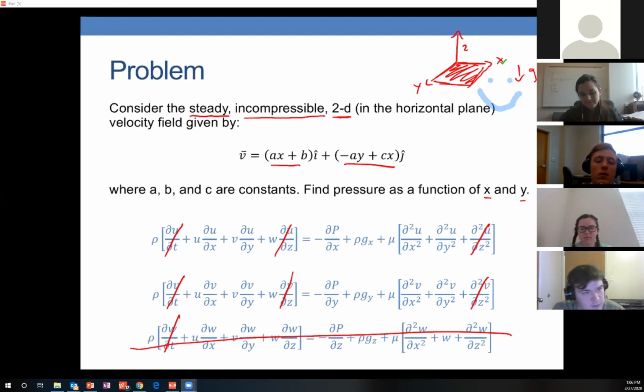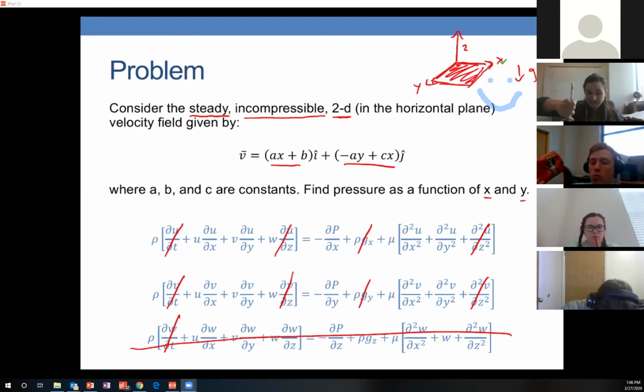Your gravity term in the second line, in both of them. Gravity isn't acting in the x direction, or the y direction. We can assume gravity is acting vertically, so it's not acting in either the x or y direction. They both go away.